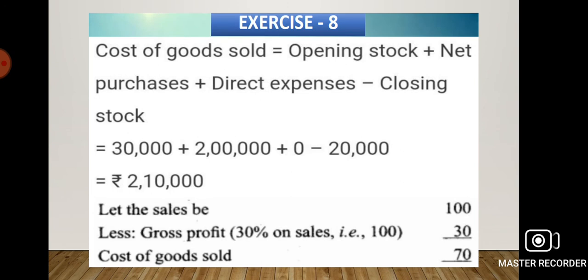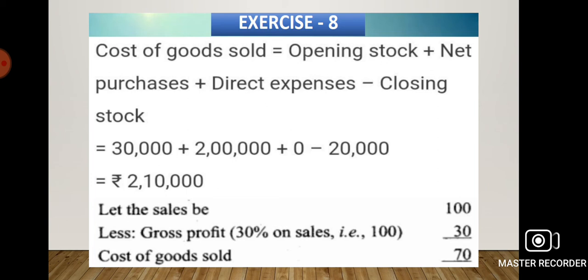Then come to question number 8. Find out the amount of sales from the following information. Opening stock 30,000, purchases less purchases return 2 lakhs, closing stock 20,000, gross profit margin, that is, sales on sales, 30%. Listen carefully. Here they have given us the gross profit margin as 30% on sales. Okay? They have said 30% on sales. Okay, first, cost of goods sold.